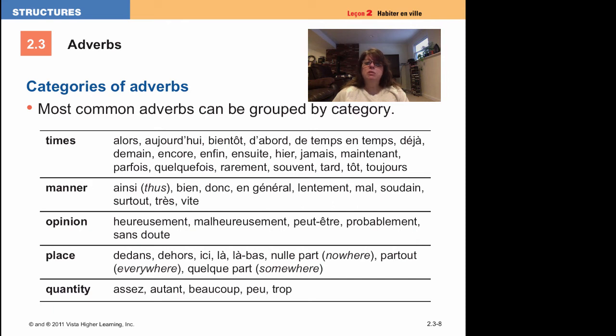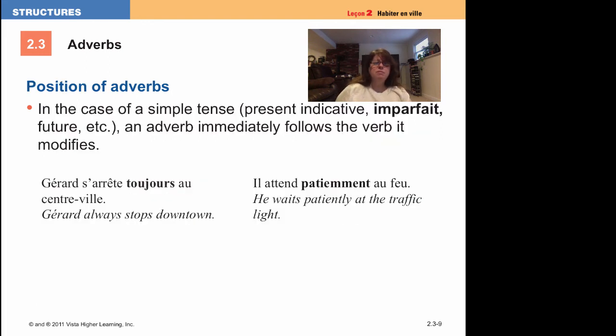Some are about place. Dedans, dehors, ici, là, là-bas, nulle part, partout, quelque part. And then we have quantity. Assez, autant, beaucoup, peu, trop, all quantity words, all adverbs.